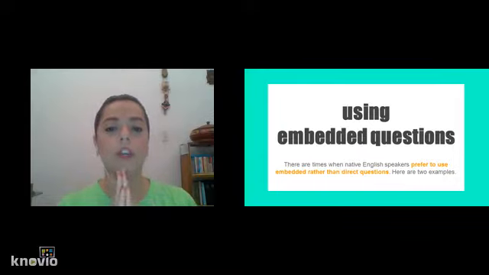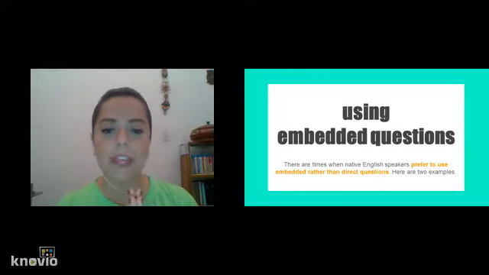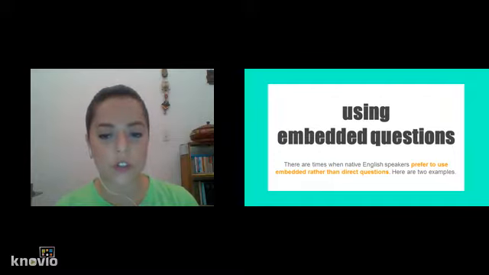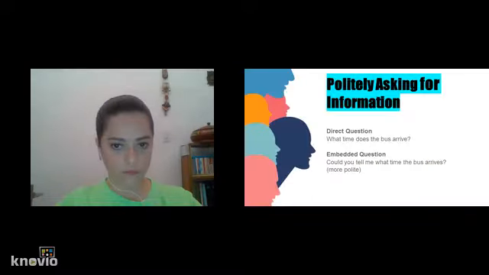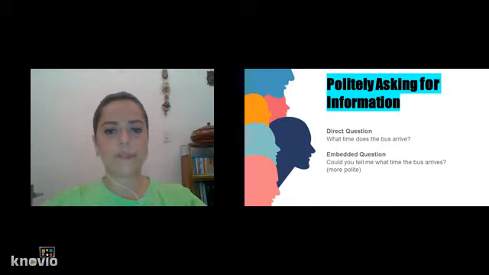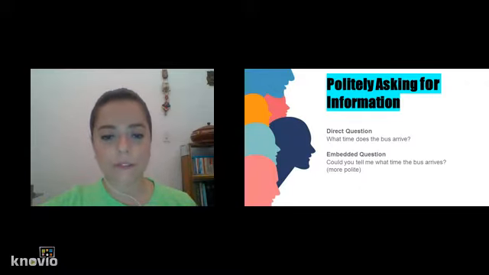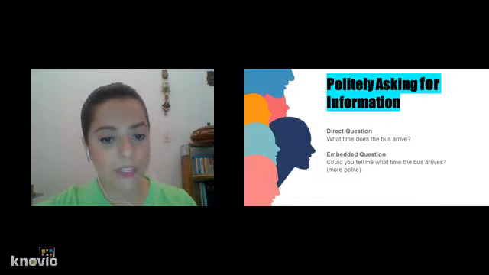Now let's talk about the uses of embedded questions. There are many times in which native English speakers prefer to use embedded rather than direct questions. And here we're going to talk about the two cases in which they prefer it. First, politely asking for information. When they want to make a request less rough or ordinary and make it more polite, they use this way. The direct question would be, what time does the bus arrive? And the embedded question for this request would be, could you tell me what time the bus arrives?